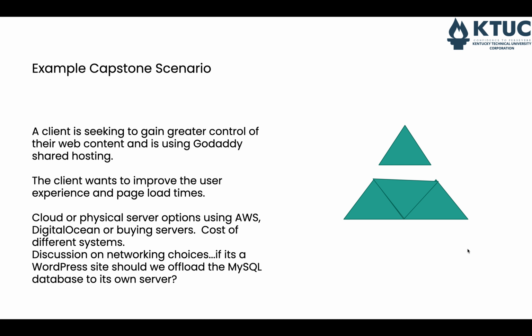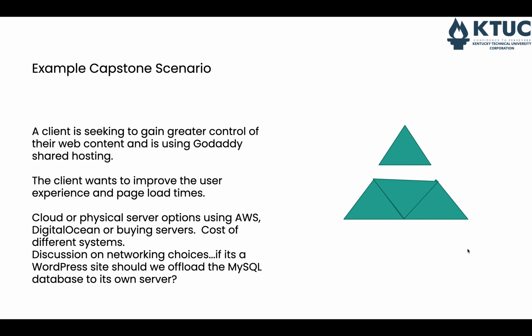Now, an example scenario is a client seeking to gain greater control of their web content who is using GoDaddy shared hosting. They want to improve their user experience and load times. So, some possible solutions to their problem, or their current state versus their desired state, is they could go with a cloud or a physical server. And there's options with AWS, DigitalOcean, or they could buy a physical server. There's different costs with different systems here. There's different support levels also offered.